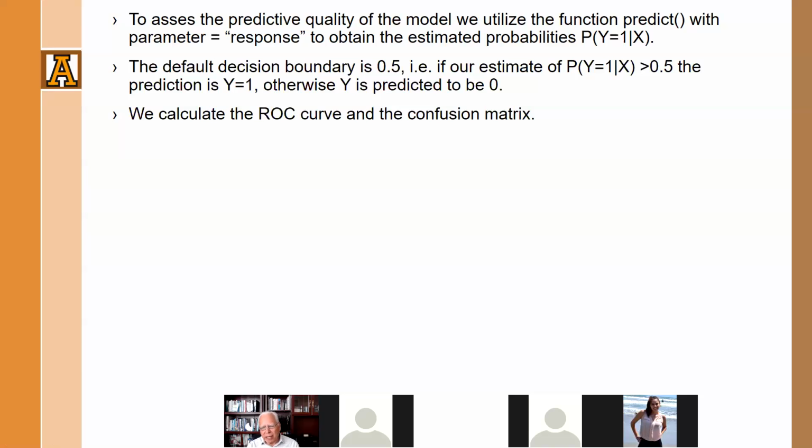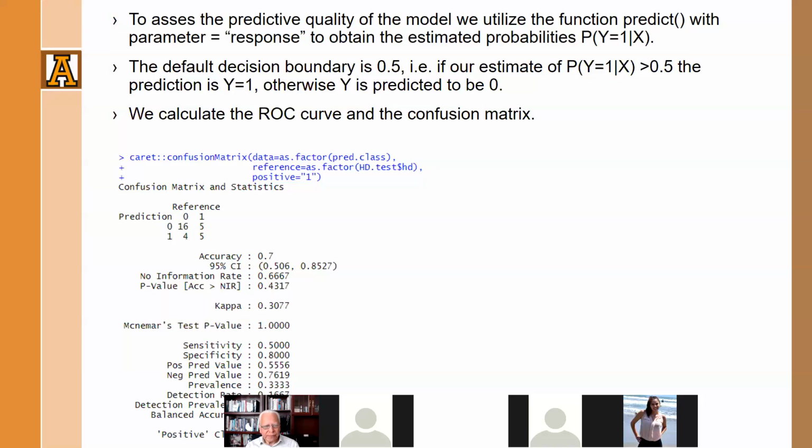Another criterion that we could use, particularly when the data is not balanced, is the area under the ROC curve. From the confusion matrix, we have an accuracy of 0.7. It's not that great. Sensitivity is very poor, around 0.5, and specificity is 0.8.